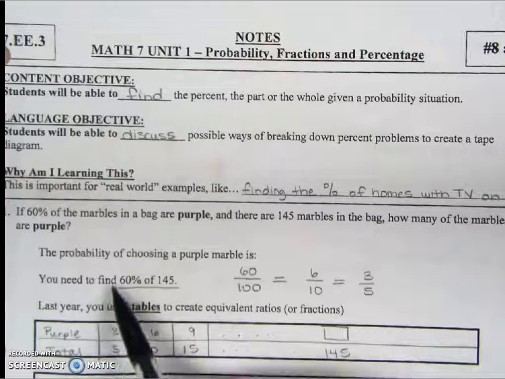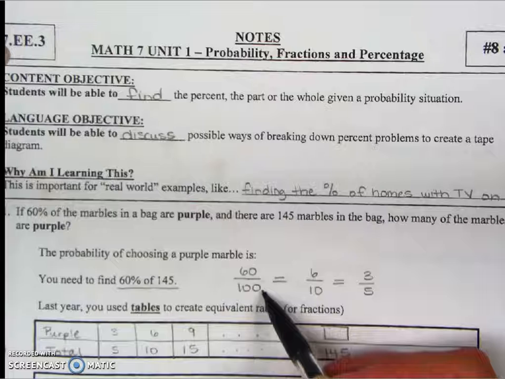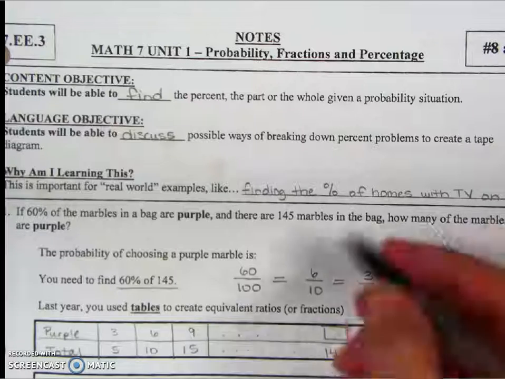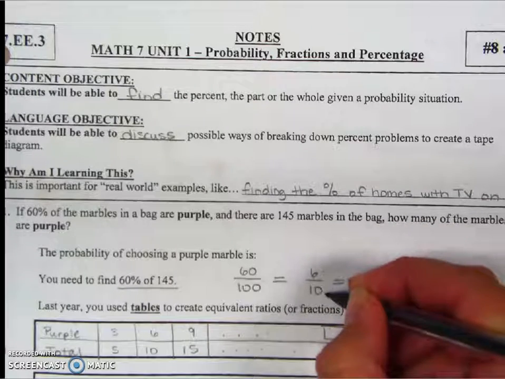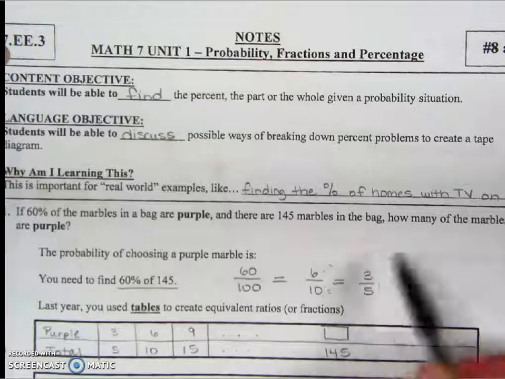And so the way that they set this up is you take that 60% right here, and you put it over 100. So it's 60 out of 100, because we know all percents are out of 100. If we reduce that by tens, that would mean it's 6 out of 10, or if we reduce it all the way, what I did was I divided the top and bottom by 2. We get 3/5.